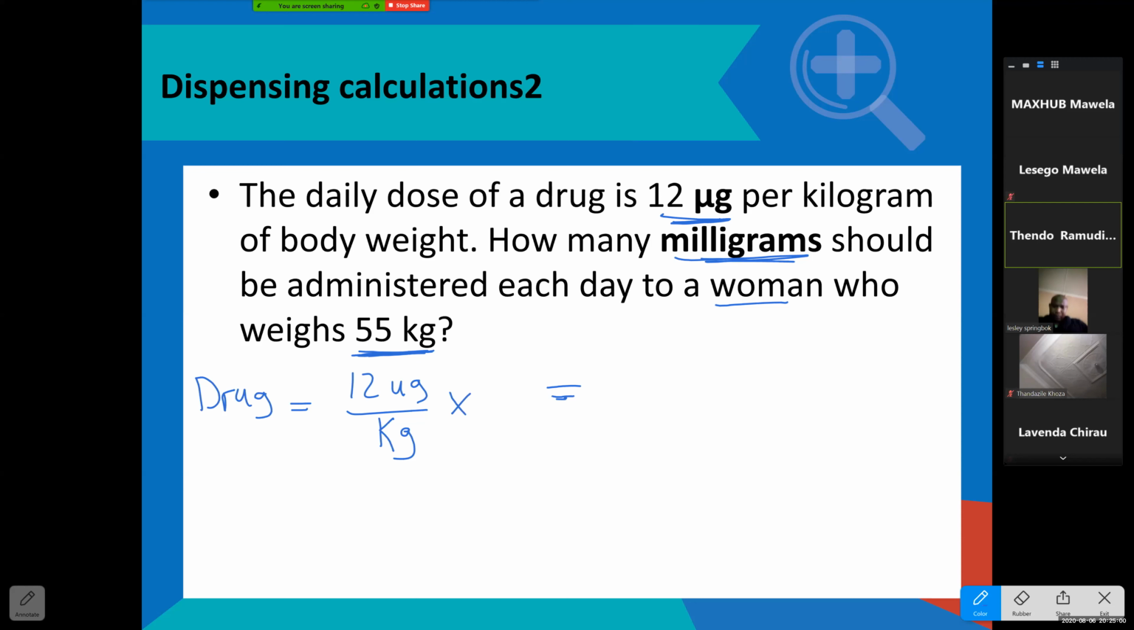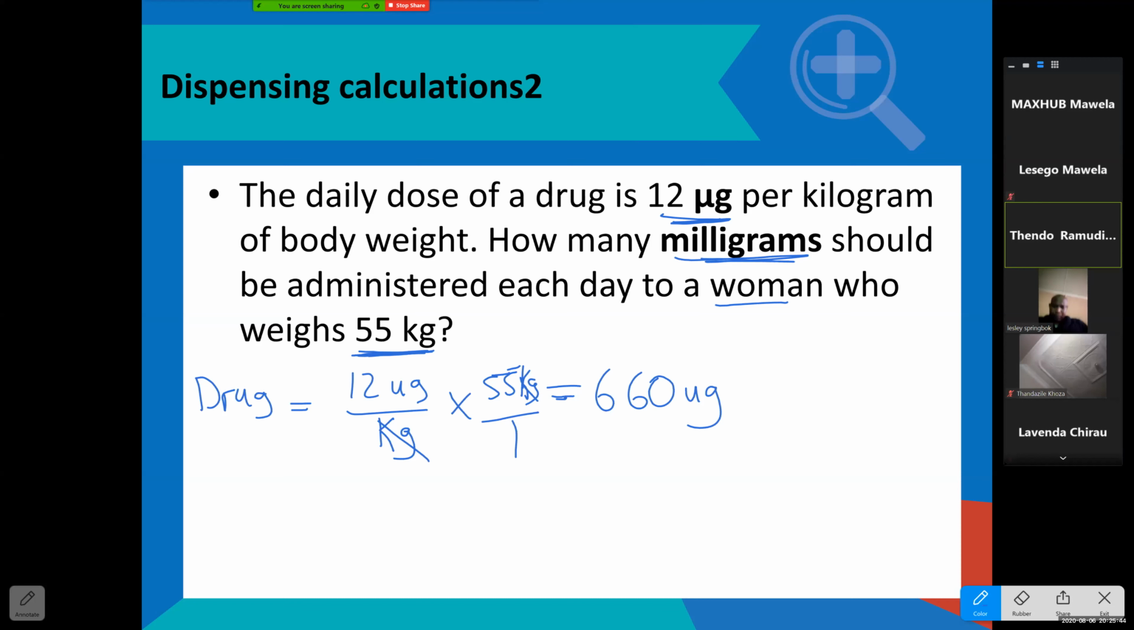So we are going to multiply by 55 kilograms over 1, right? So the kilogram will cancel each other. And then what is 12 times 55? What did you get? Give me the answer. 660. Yeah, 660 micrograms. So it's 660 micrograms.